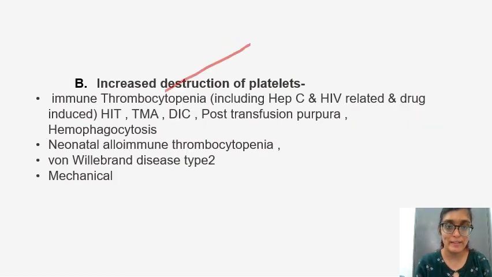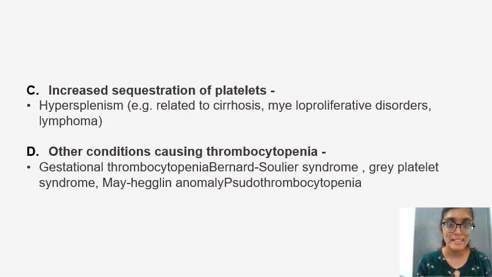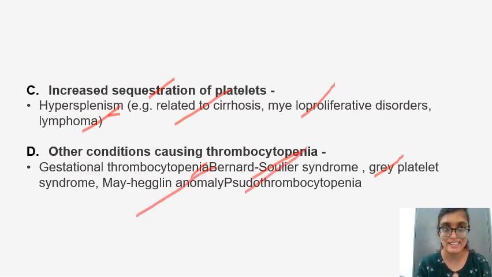There is increased destruction of platelets, including hepatitis C and HIV-related, drug-induced, heparin-induced thrombocytopenia, TMA, DIC, post-transfusion purpura, hemophagocytosis, neonatal alloimmune thrombocytopenia, von Willebrand disease, and mechanical. Increased sequestration of platelets, hypersplenism, for example related to cirrhosis, myeloproliferative disorders, and lymphoma. Other conditions causing thrombocytopenia are gestational thrombocytopenia, Bernard-Soulier syndrome, gray platelet syndrome, May-Hegelin anomaly, and pseudothrombocytopenia.